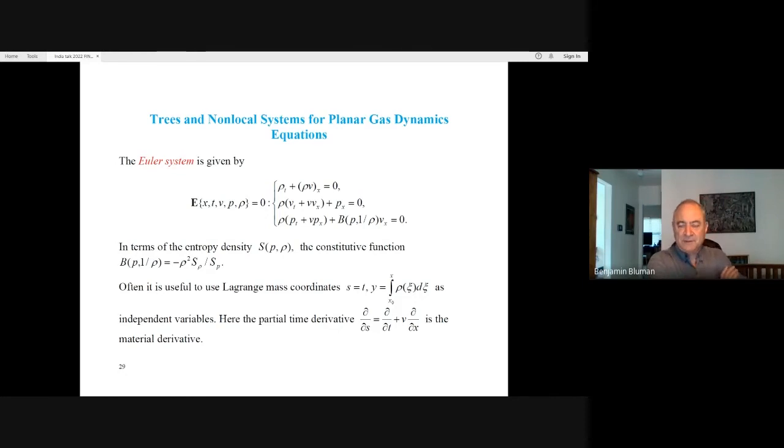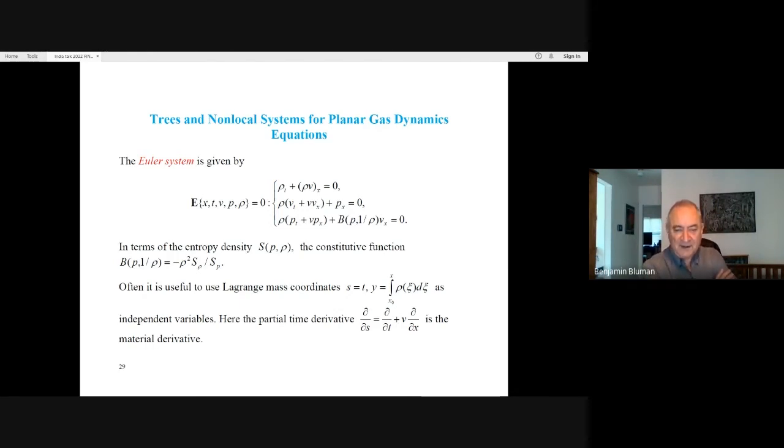Okay, so let's look at the planar gas dynamics equations. The Euler system is given by these equations of motion for the gas, where rho is the density, v is the velocity, p is the pressure, x is the spatial variable, and t is the time variable. And then for a given gas, we have a constitutive function, which can be expressed in terms of what we call the entropy density. And so here is the constitutive function for the gas.